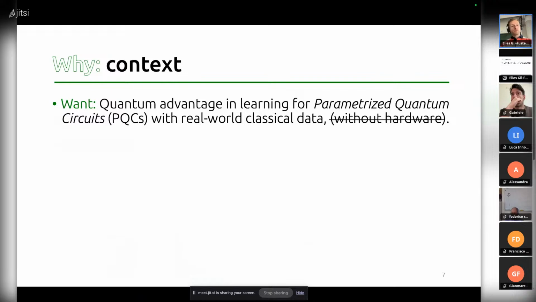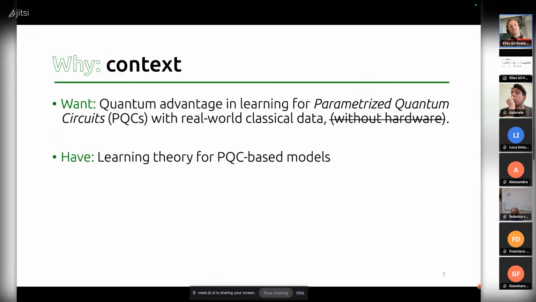And if you ask me specifically what I would say the important question at the moment is for us on the theory side, it would be to find some evidence for quantum advantage in learning, specifically using these parameterized quantum circuits, the variational quantum machine learning models, and I'll explain a bit more about those later. And specifically for practically relevant tasks. That means with real-world classical data. Anyway, again, I used to say this without hardware. It seems that soon we will have hardware, so then we can start playing around.